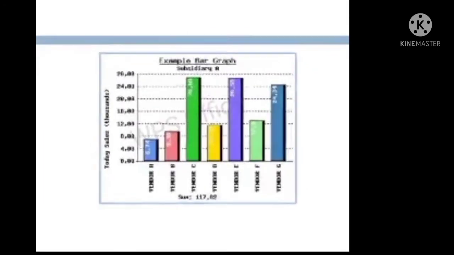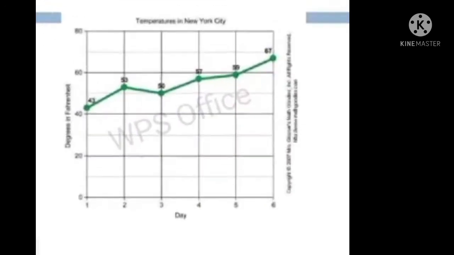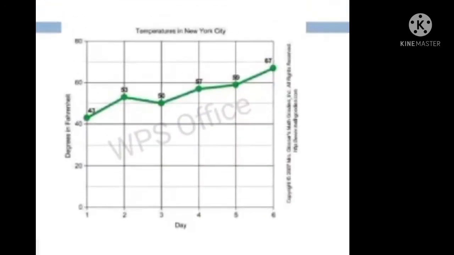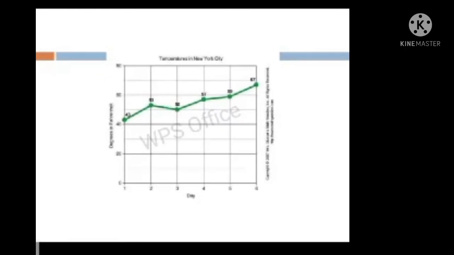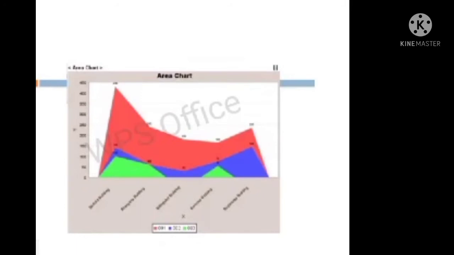Ito yung bar graph. Makikita natin puro bar siya. From the word itself, bar graph. Ito naman yung line graph. May line siya, tas yung point niya, yung line, nilalagyan na lang ng point para makita kung saan siya nakastay na number. Ang area chart naman ay ganito. Iba-ibang kulay para makita kung saan ba siya nakatutok.